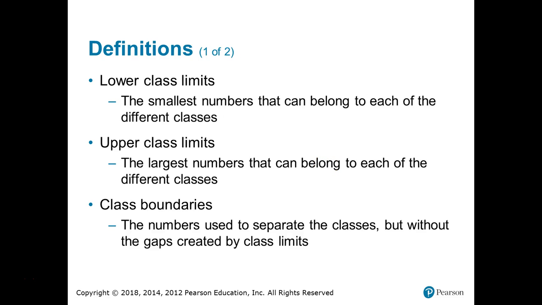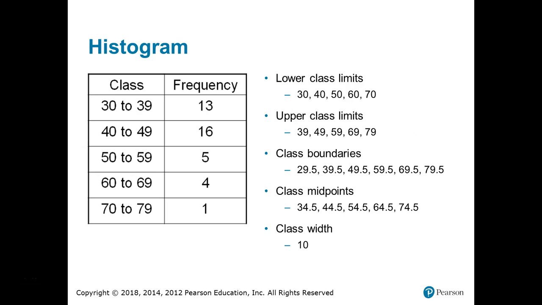Class boundaries are the numbers used to separate the classes. So it's not as simple as 39 and 40, because what if you had 39.5? That has to belong to one of the classes, so you have to factor in rounding. So we look at the difference between 39 and 40 and see there is 1 number in between the two of them. So we're going to have 0.5 be what separates the boundary.